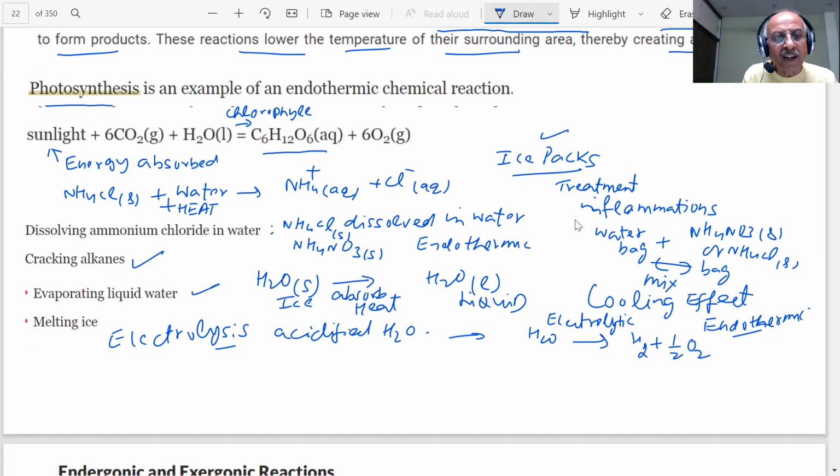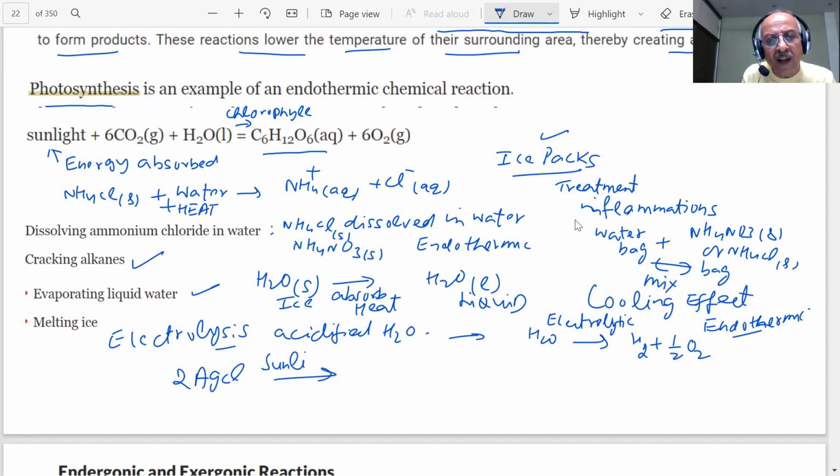Similarly, student, if I consider AgCl, student, it absorbs sunlight. And what will happen, student? It will produce Ag plus Cl2, student. So you can see here, sunlight has been absorbed. The energy can be absorbed in the form of heat. It can be absorbed in the form of light or any other form. Usually in our chemistry, heat energies are involved. That is why we use it. But I have shown the example of electrolytic decomposition of water also. That is also a reaction in which heat is absorbed, student.